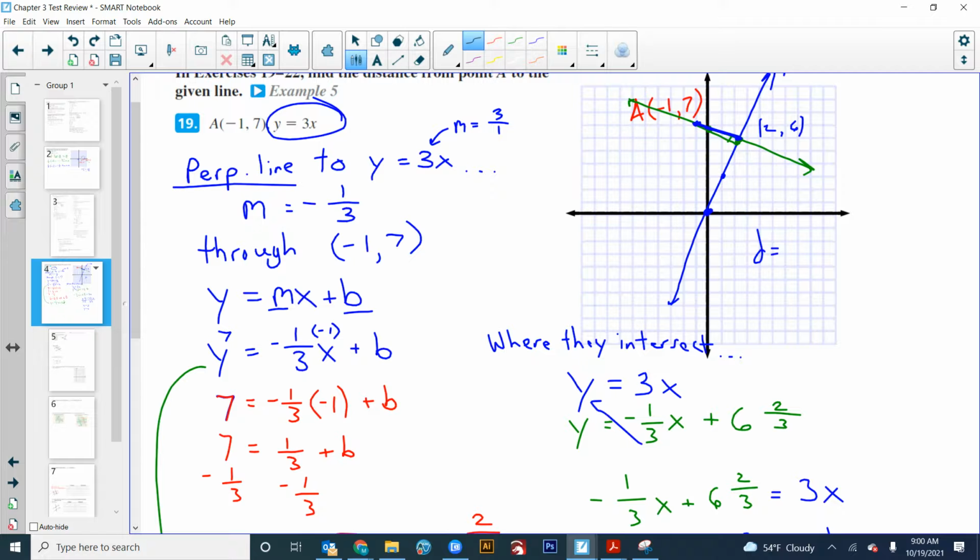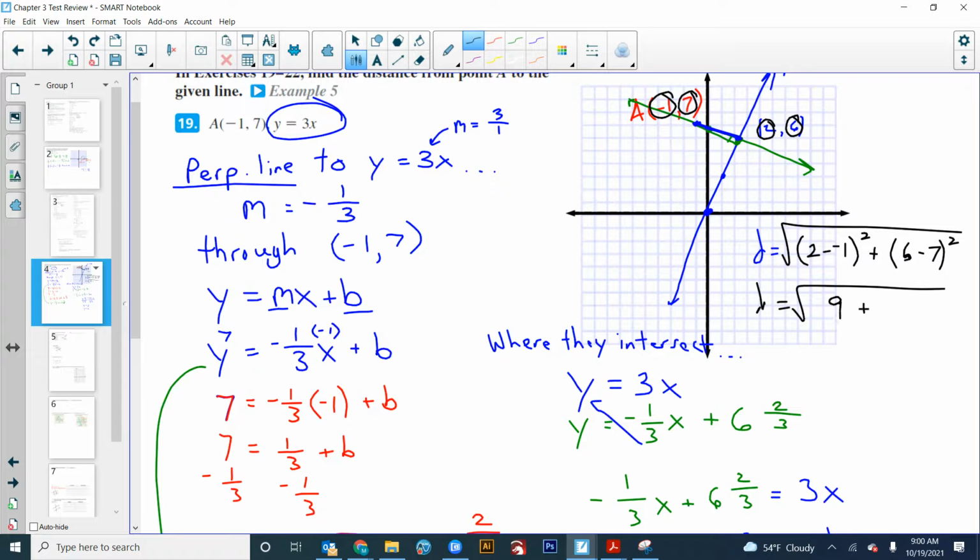Distance. Let's do 2 minus -1, plus 6 minus 7. 2 minus a -1 is 3. When you square it, you get 9. 6 minus 7 is -1, but when you square it, you get +1. I get the square root of 10.